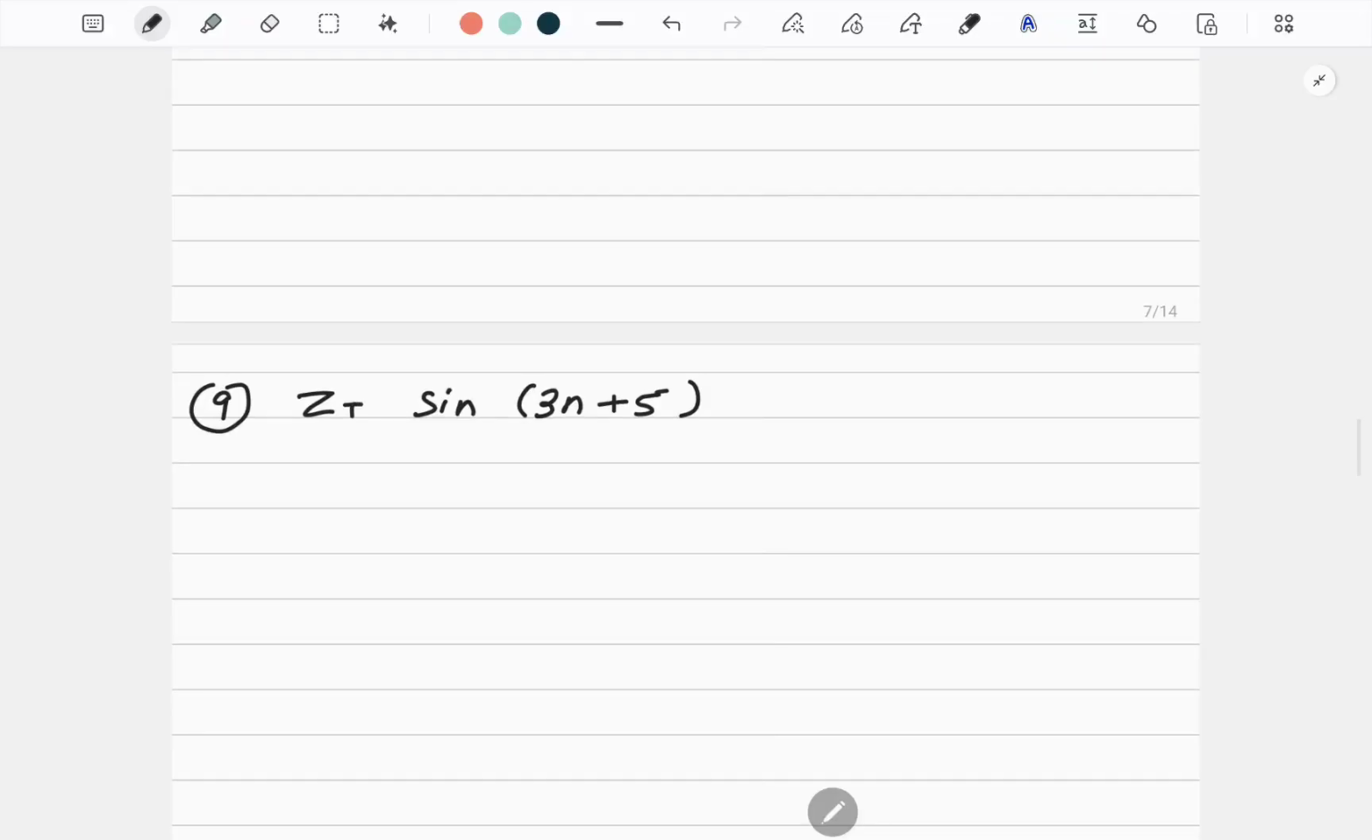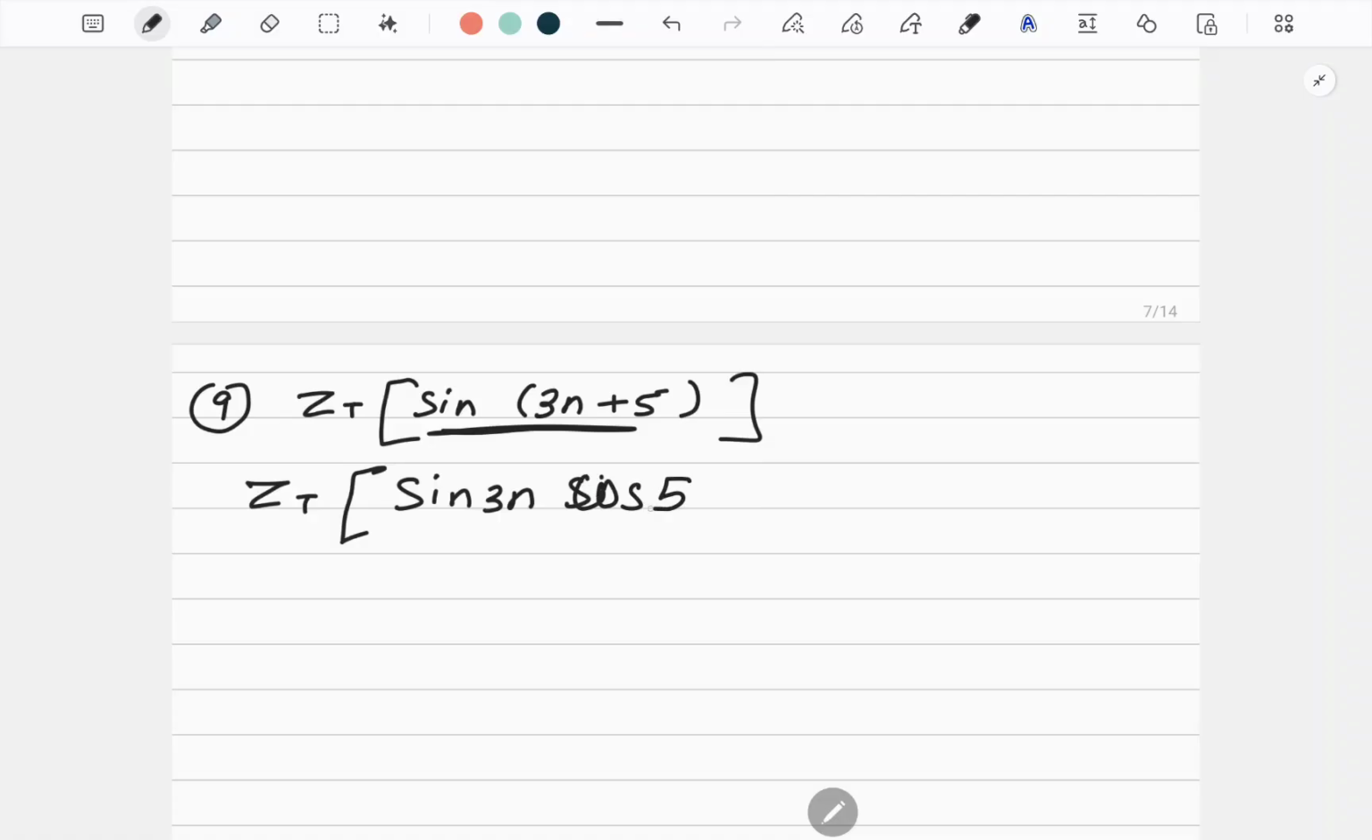Let's move to the next question. Now the z transform of this. So first you open it by sin a plus b. So the z transform of sin a cos b minus cos a sin b.